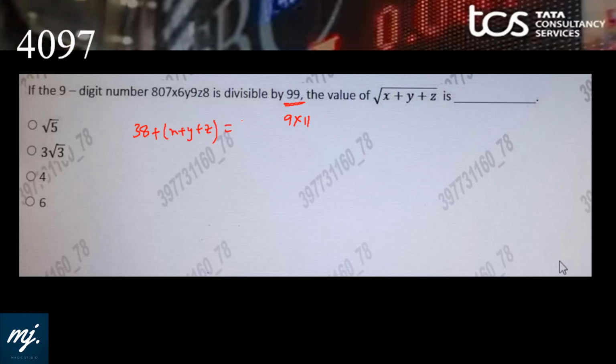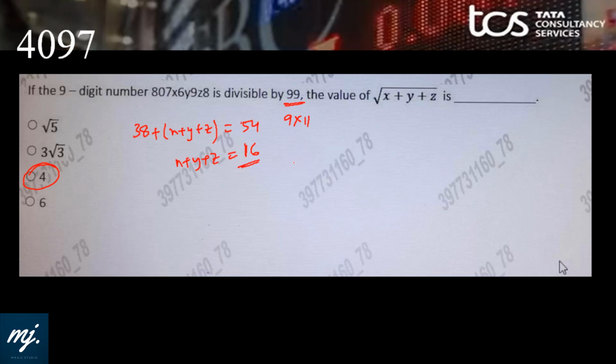So if I make it 45, then I'll get x plus y plus z as 7, but no answer matches with root 7. So let me make it 54. That is 54. So we get x plus y plus z as 54 minus 38, that is 16, and it is matching. So answer must be this.